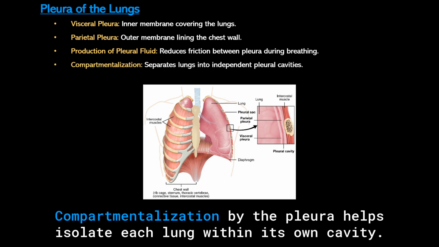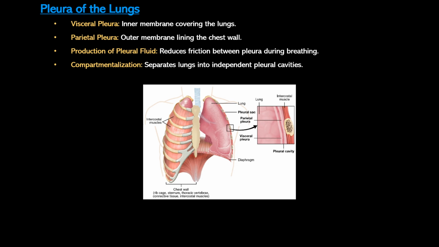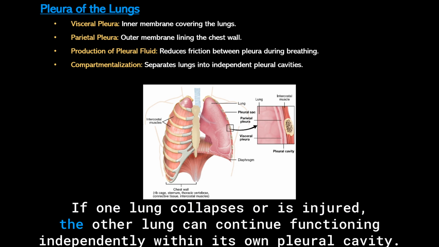Compartmentalization by the pleura helps isolate each lung within its own cavity. The separation provides protection. If one lung collapses or is injured, the other lung can continue functioning independently within its own pleural cavity.